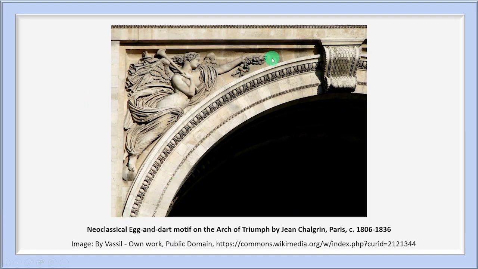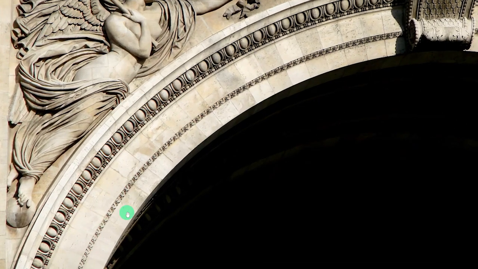Egg and dart motif again on the Arch of Triumph. You can see. And next motif will be bead and reel motif, that is below it.